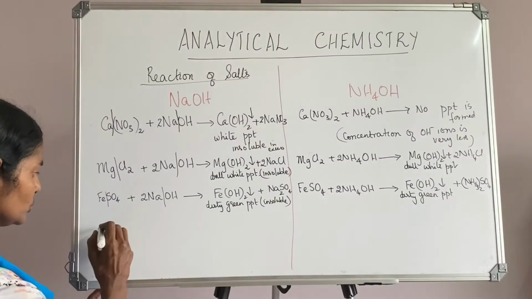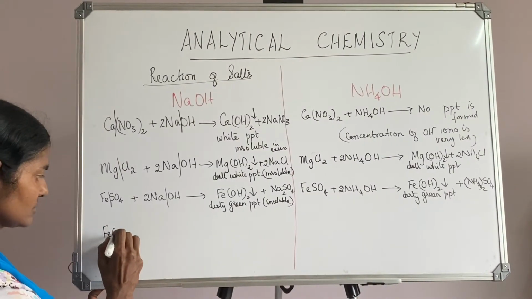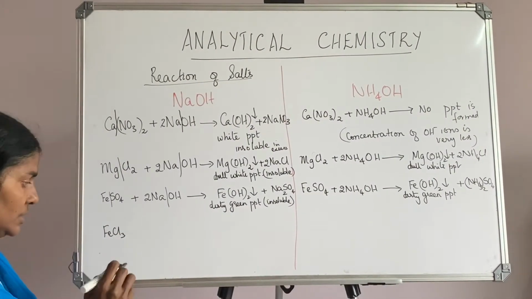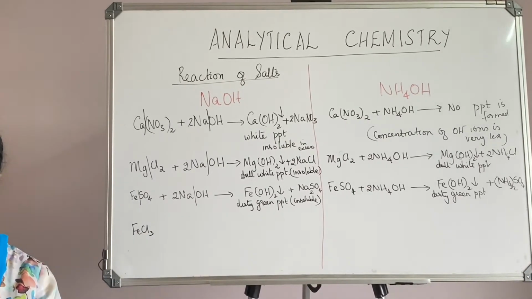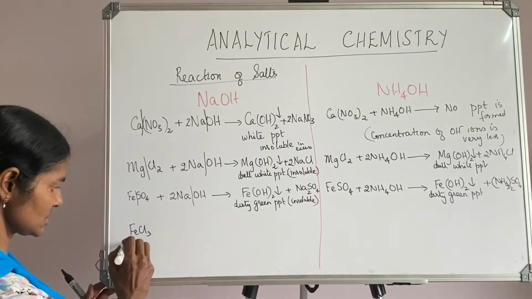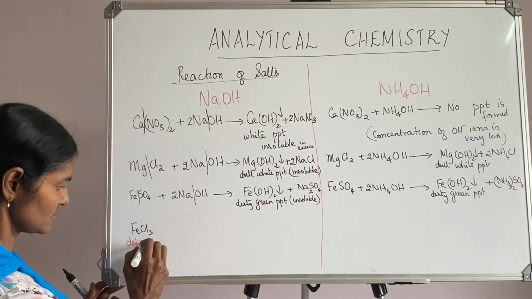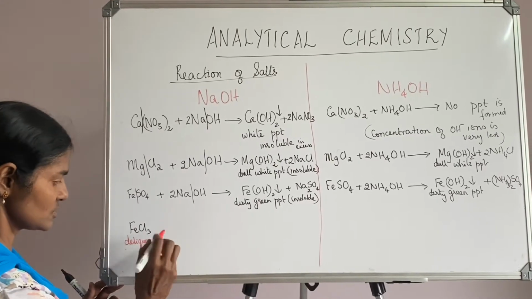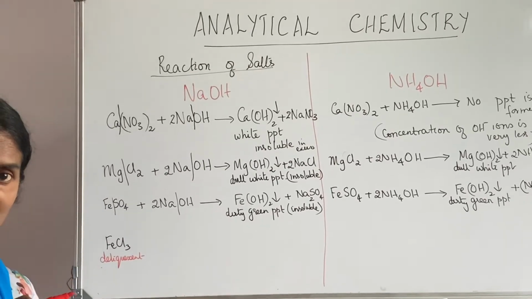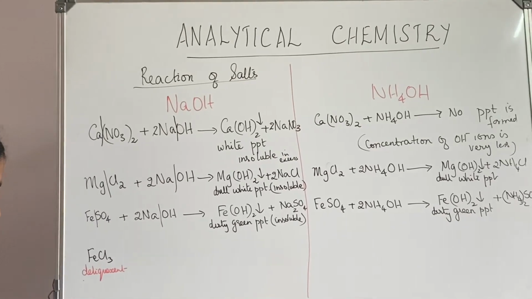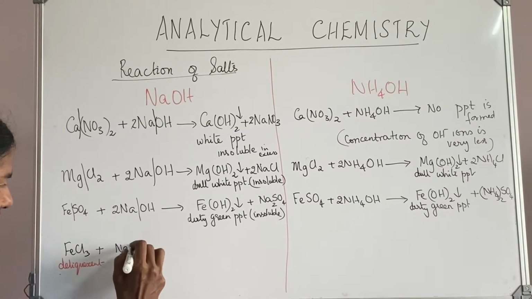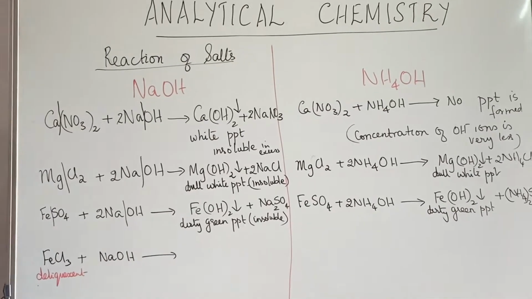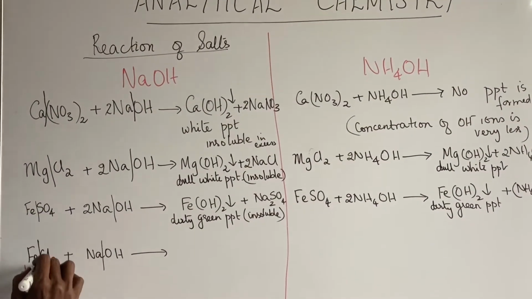Next we move on to ferric chloride. This is FeCl3 and this is a highly deliquescent substance. This we need to remember, this is a deliquescent substance. Okay, so what will happen? It will absorb moisture and become a liquid very easily. Okay, this ferric chloride combines with sodium hydroxide, again undergoing a double decomposition reaction like this.